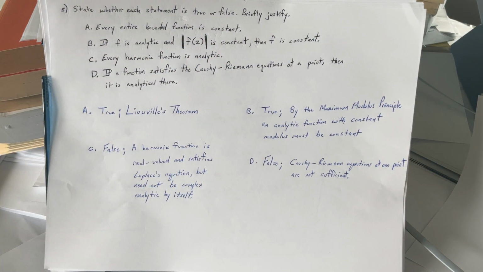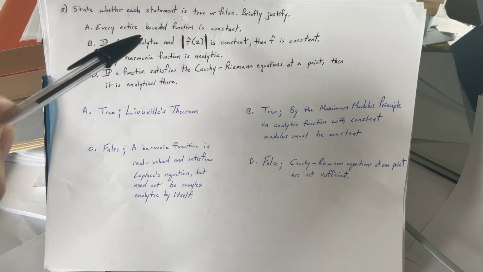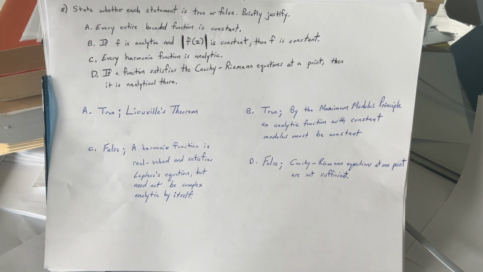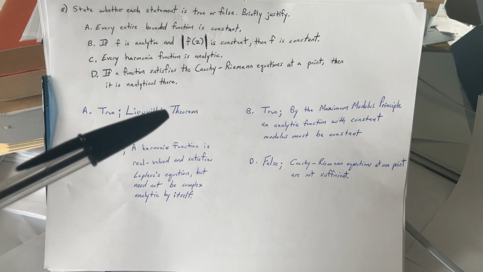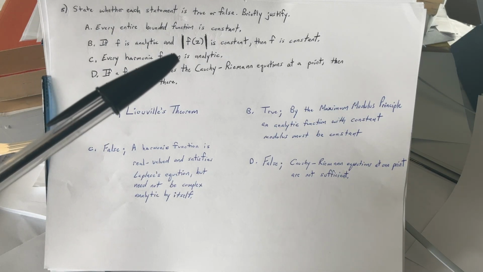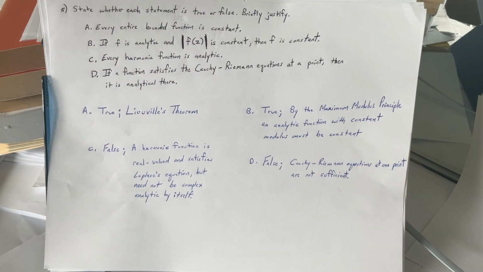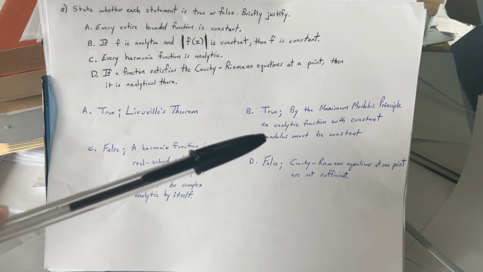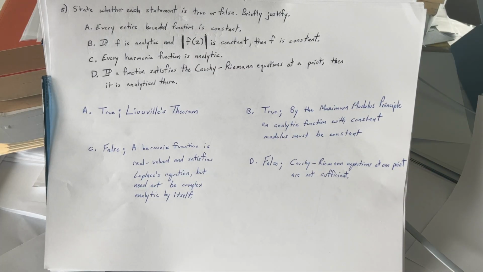For number 5, state whether each statement is true or false, briefly justify. We'll go over this rather quickly. A, every entire bounded function is constant, and by Liouville's theorem, that is absolutely true. For letter B, if f is analytic and the modulus of f of z is constant, then f is constant. That is also true by the maximum modulus principle.